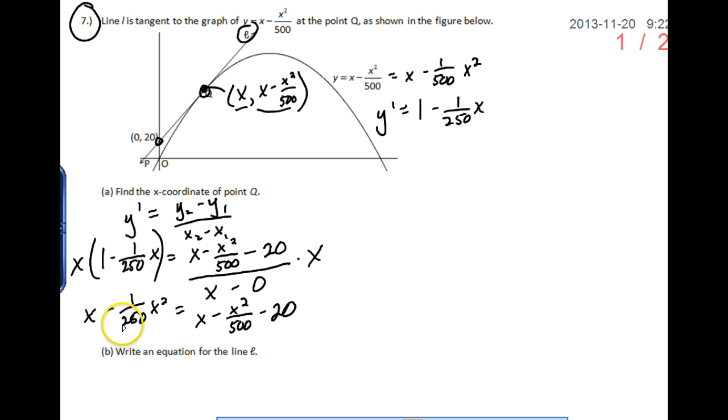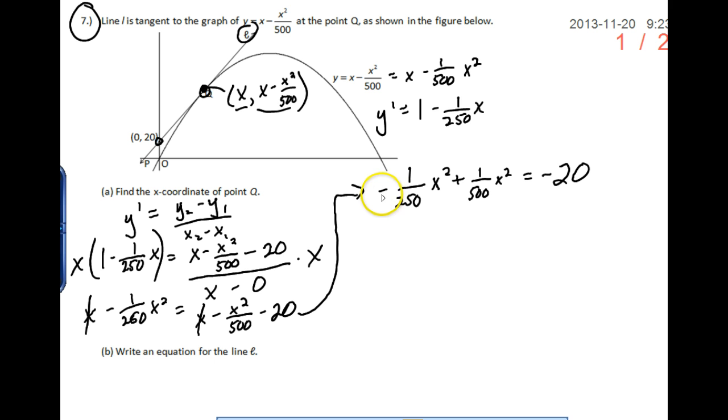So now all that remains is some algebra. So I'm going to carry this equation up here. The first thing I'm going to do is combine my like terms. So I'm going to bring over the x on the right side by subtracting x, and the x's just subtract out. Then I'm going to bring over the x squared over 500 by adding it. So on the left side, I have negative 1/250th x squared plus 1/500th x squared, and then equals negative 20.